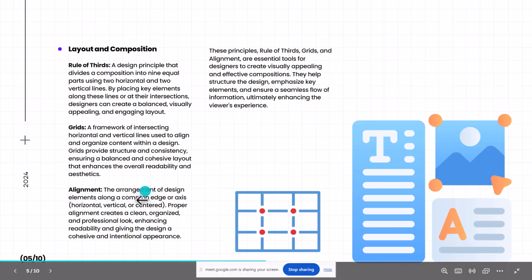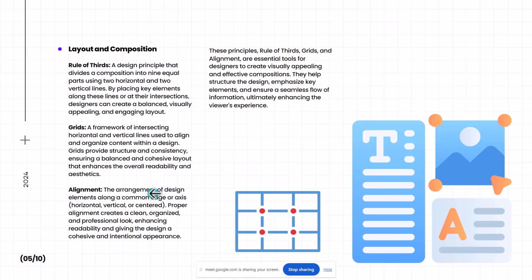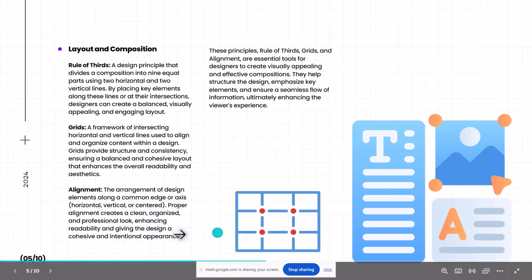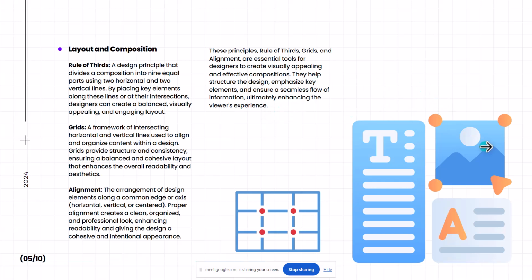So alignments, the arrangements of design elements along a common edge or axis, horizontally, vertically, and centered. So that's what I just explained. So there is left alignment, right alignment, center alignment. Proper alignments create a clean, organized, and professional look, enhancing readability and giving the design a cohesive and international appearance. So proper use of these alignments will help your design.